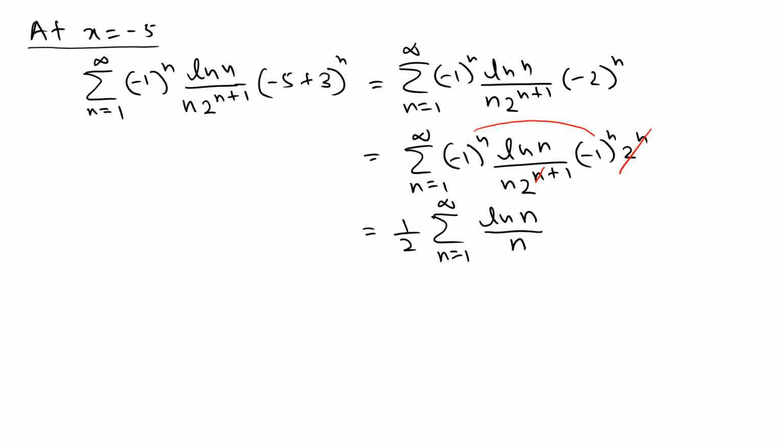We know this one, we have discussed this a lot. When you have ln n over n, we know that this is going to diverge by the direct comparison test. So let's write it again. You can see that ln n is greater than 1 for n greater than or equal to 3, and this is very clear from the graph.